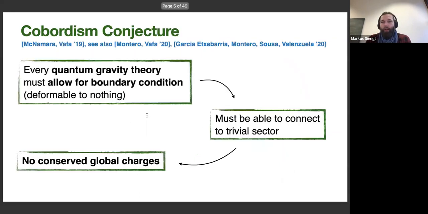Okay, and this leads me to a slightly different definition of this no global symmetry conjecture, which was phrased a couple of years ago by Jake McNamara and Cumrun Vafa, and it's called the Cobordism Conjecture. Let's say we demand that every quantum gravity theory should allow for a boundary condition, right? This means that every quantum gravity theory should be possible to connect to the trivial sector, deformable to nothing. If this is the case, then we can get rid of the charge, because the trivial sector has no charge. That tells you that the charges are not preserved, so there cannot be any global charges. In a sense, the no global symmetry conjecture and the Cobordism Conjecture are heavily related. Here the stress is more on: I can always deform my theory to nothing, in the sense that I can always find consistent boundary conditions for my theory.